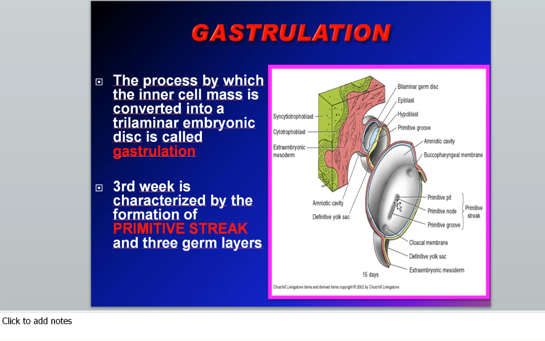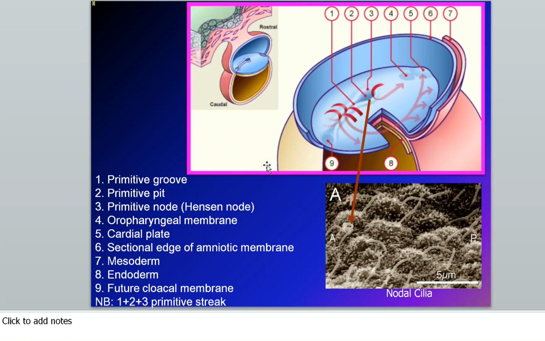You can see here the primitive streak. At the cephalic end of the primitive streak, you can see a depression, whose name is the primitive pit. This depression is surrounded by small elevated epiblast cells, which are called the primitive node. Here you can see again the primitive streak, primitive pit, and primitive node.